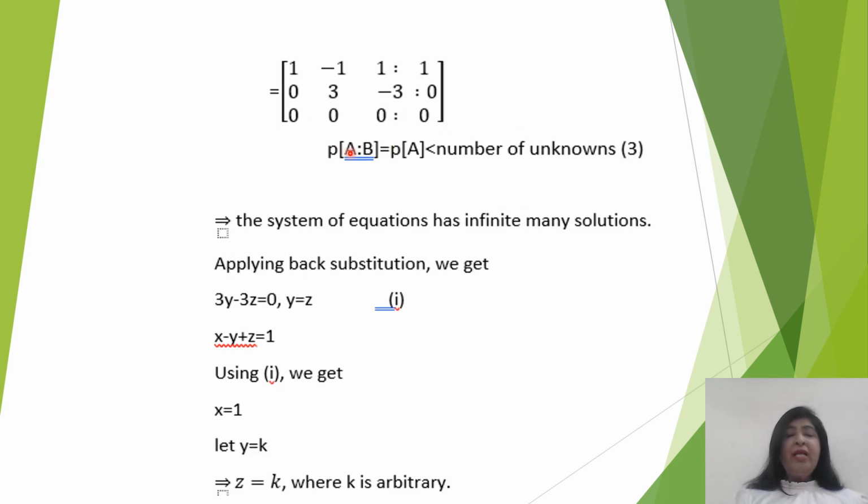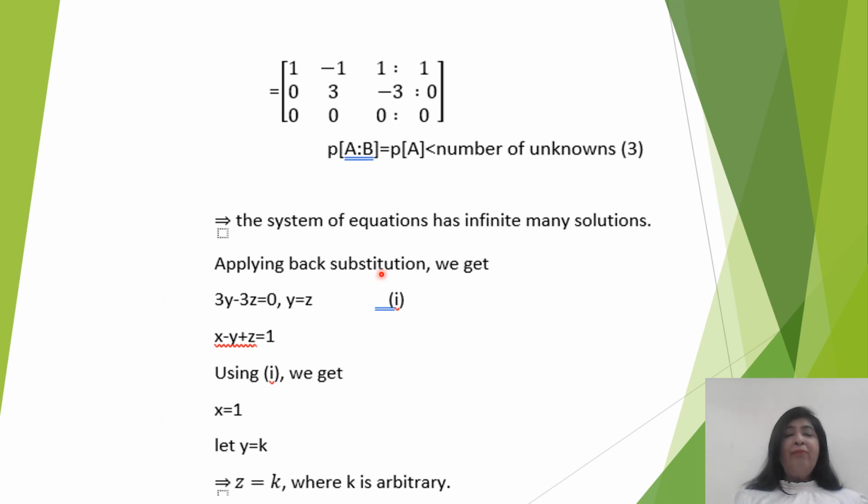Now you can see that the rank of the augmented matrix, which is equal to the rank of A, is 2, because the number of pivots are 1 and 3. So rank is 2. And the number of unknowns are x, y and z. So these are 3. So the rank of A is equal to the rank of the augmented matrix, which is less than the number of unknowns. This implies the system of equations has infinite solutions.